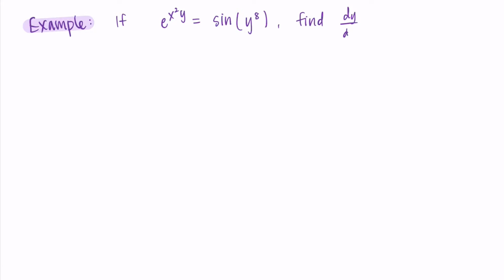In this video, I'm going to do two more examples using implicit differentiation, one where we just find dy/dx and another where we find the equation of the tangent line. So for our first example, let's say we have e to the power of x squared times y is equal to sine of y to the eighth, and we want to find dy/dx.